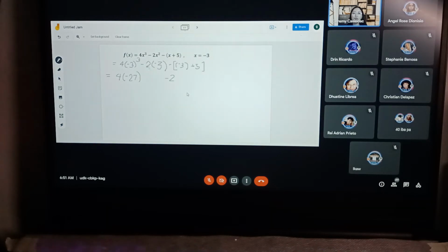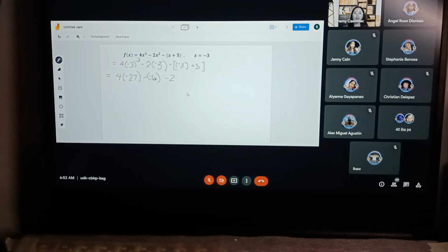Okay, how about this one? Minus 2 times negative 3, 2 times negative 3, that is equals to, diba ito na lang yung natitira? Yes po. Okay. So, what would be 2 times negative 3, this product is? Negative 6.